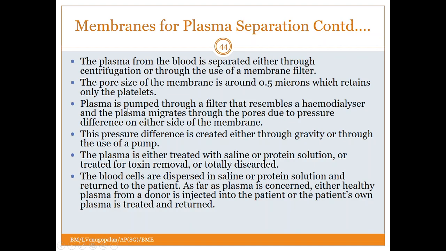Therefore, in order to remove albumin, first of all you need to separate plasma from the blood, and that can be done. So plasma is basically blood minus the blood cells, so RBC, WBC, and platelets. If you remove that from blood, whatever clear fluid remains, that is plasma for you. Plasma and blood are separated either through centrifugation or through a membrane filter. So the pore size of the membrane is around 0.5 microns or micrometers. So this 0.5 microns can retain blood platelets, and it allows everything else to pass through it.